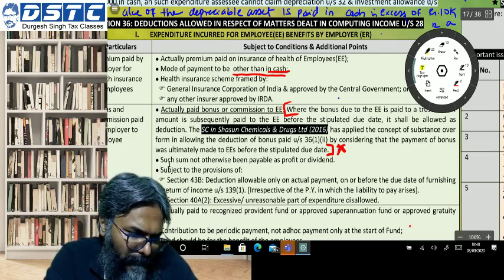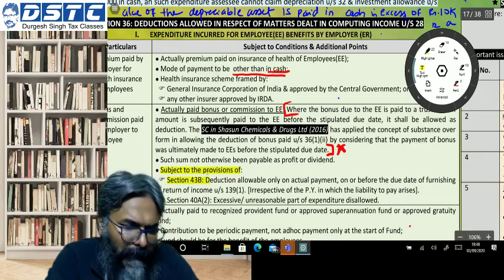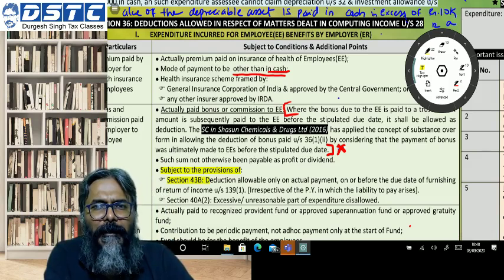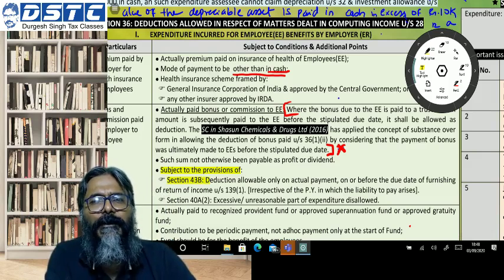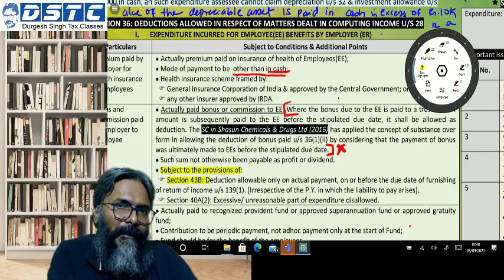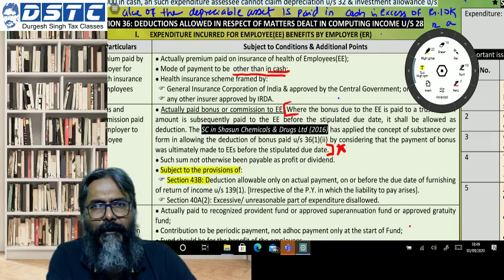In this situation, subject to the provision of section 43B, meaning thereby, whenever 43B comes into play, what is that understanding that you will have? That the deduction of this amount would be allowed only when the actual payment has been done. So if the actual payment has been done, the deduction of these amounts would be allowed to the assessee. So these are all subject to the actual payment, students.